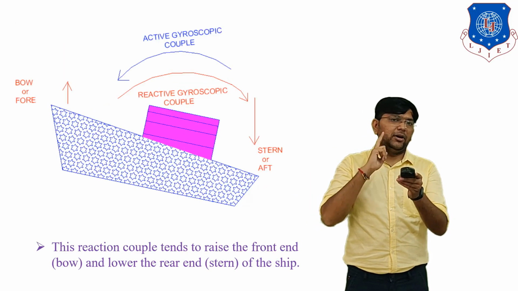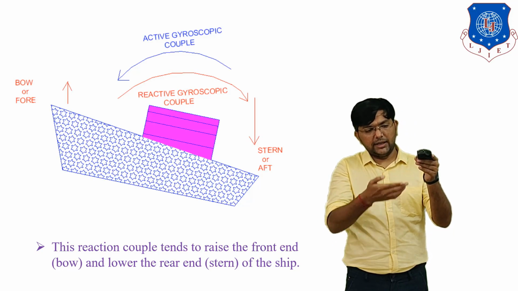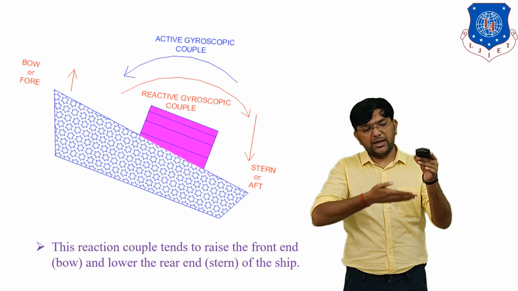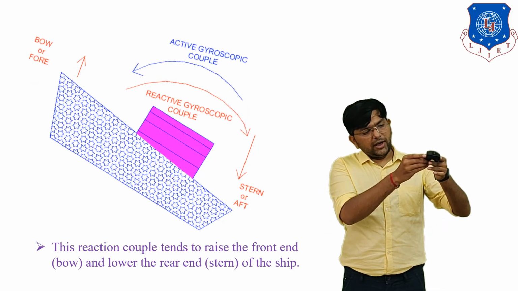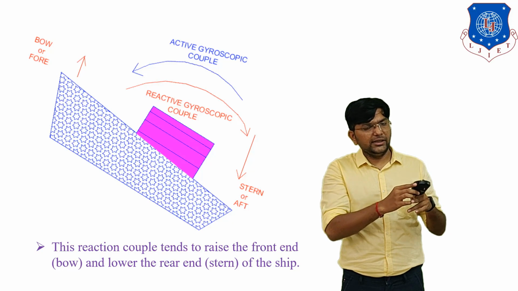Clear? So now we have two vectors. The first vector is in the backward direction. The second vector is in the downward direction. So the resultant force generated between the two applied forces is in an inclined direction. Clear? So the body tries to move in the direction of the resultant force. At that time the ship tries to move in this direction.